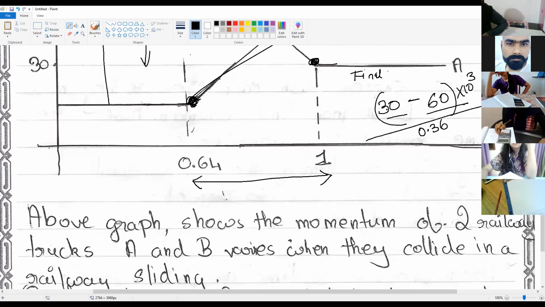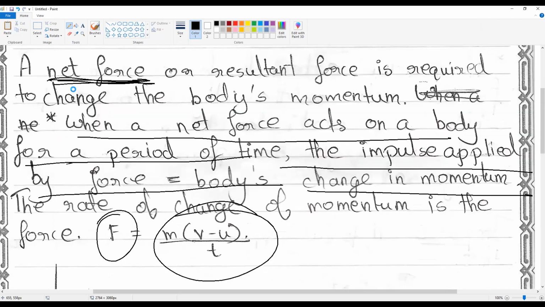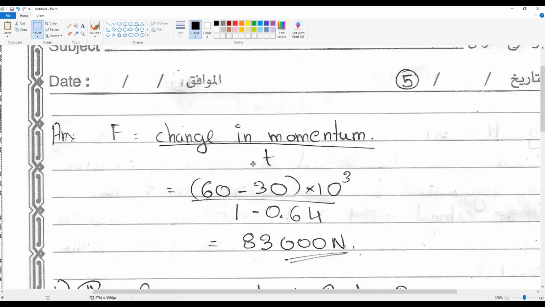Let me go to the next page and show you guys. Again, I did 60 minus 30, but it has to be 30 minus 60 actually. Done. Can you see the calculation here, all of you? Change in momentum, 30 minus 60, 10 raised to 3, and so on.